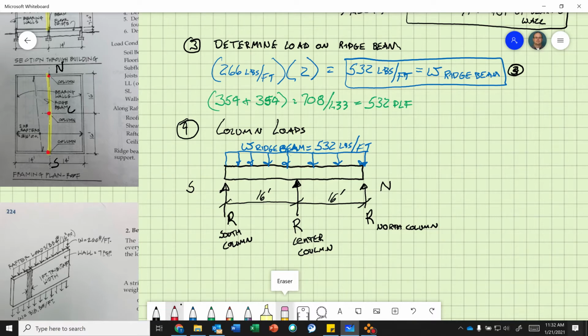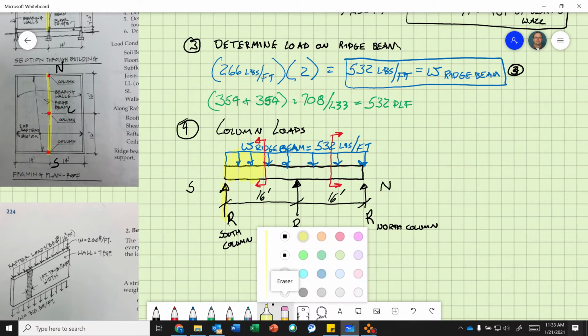So I'll do red. If I look at this, because this is a uniform load all the way across that beam, would you agree 8 feet of that load goes to the south column, 8 feet goes to the north column, and then 16 feet, because 8 plus 8, is held up by the center column. So if you look at that, okay, that's the right column.